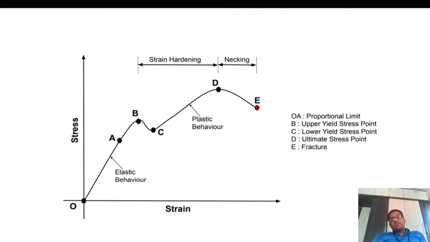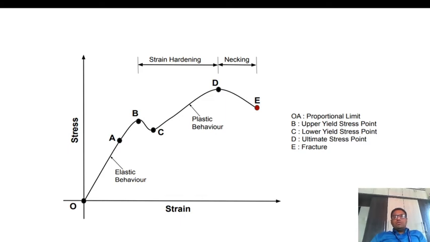So this is necking. And after the necking phenomenon, one point comes where that circular rod breaks into two pieces. That is called cup and cone formation. Means at point E, at the fracture point, that rod will break into two pieces.